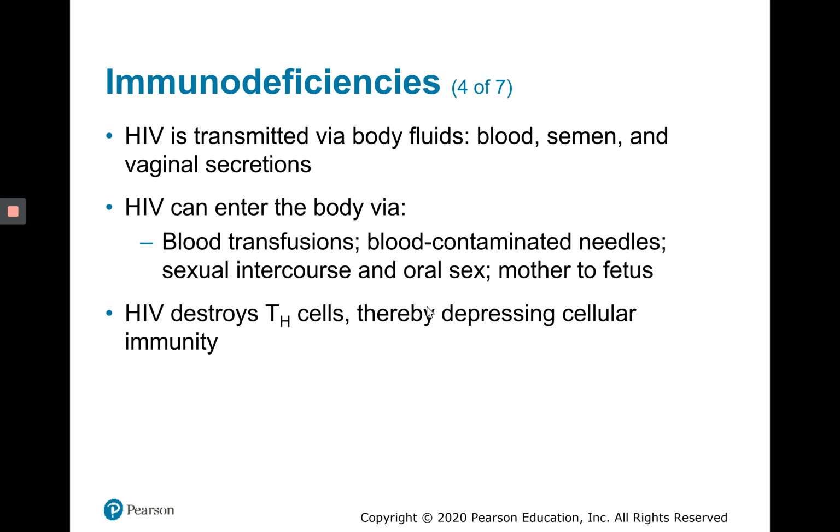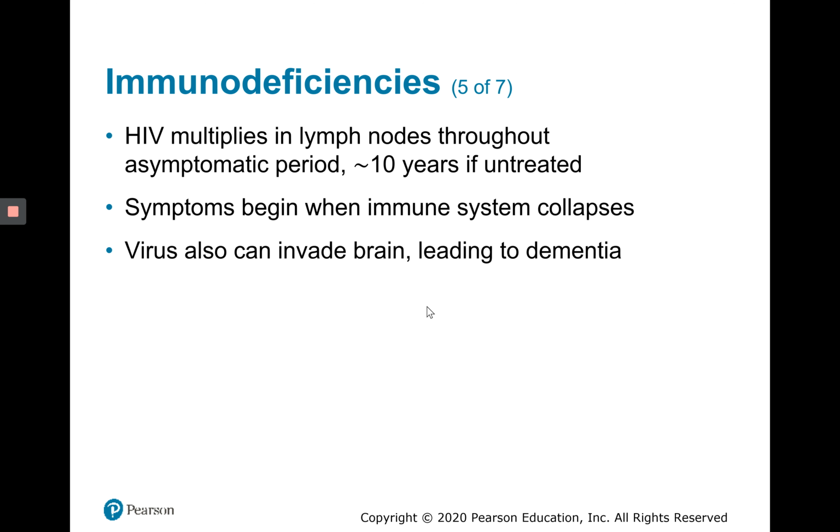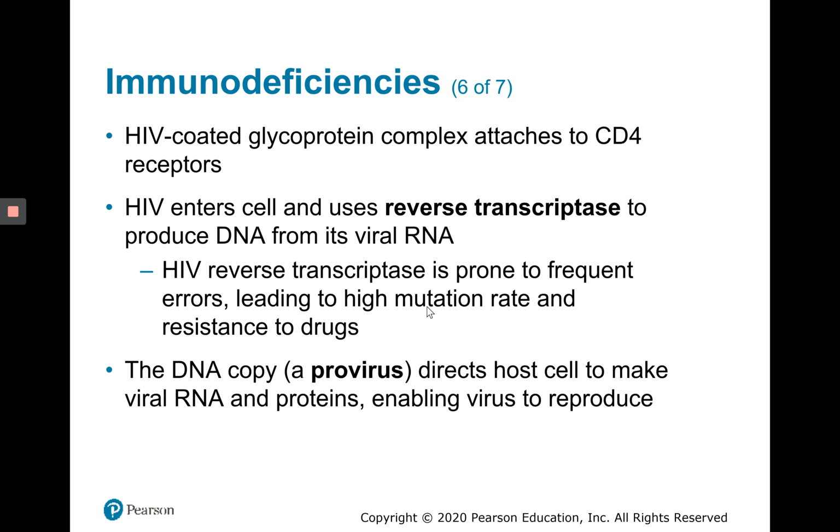The reason that HIV is so dangerous is because it destroys T helper cells, which direct the adaptive arm of the immune response. So that suppresses pretty much the entire side of the adaptive system. And so it definitely reduces the ability of the human body to fight off infection. HIV multiplies in lymph nodes throughout the asymptomatic period inside the T helper cells. An individual can go 10 years asymptomatic if untreated, and symptoms generally begin when the immune system collapses after that asymptomatic period. The virus can also invade the brain, which can lead to dementia.